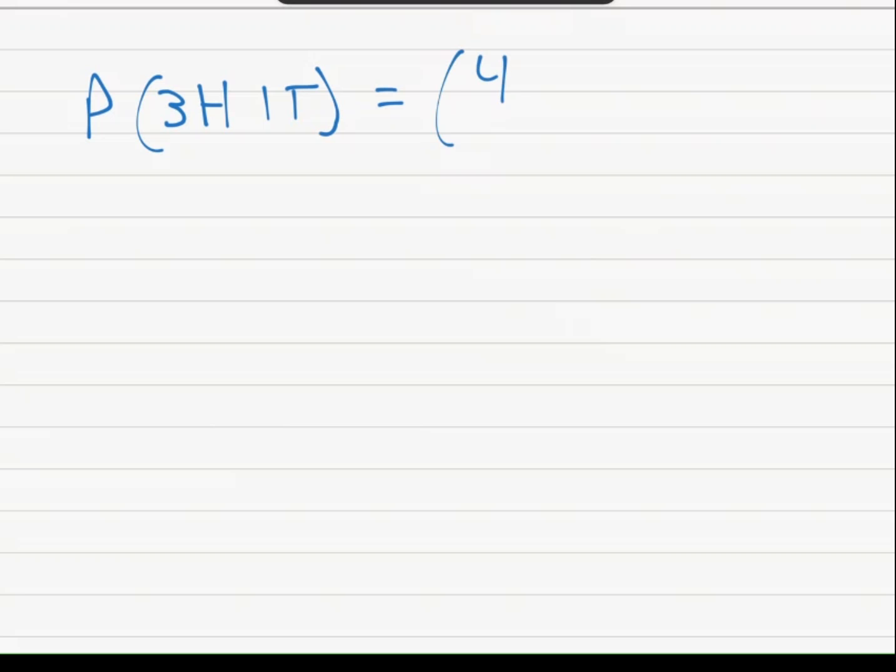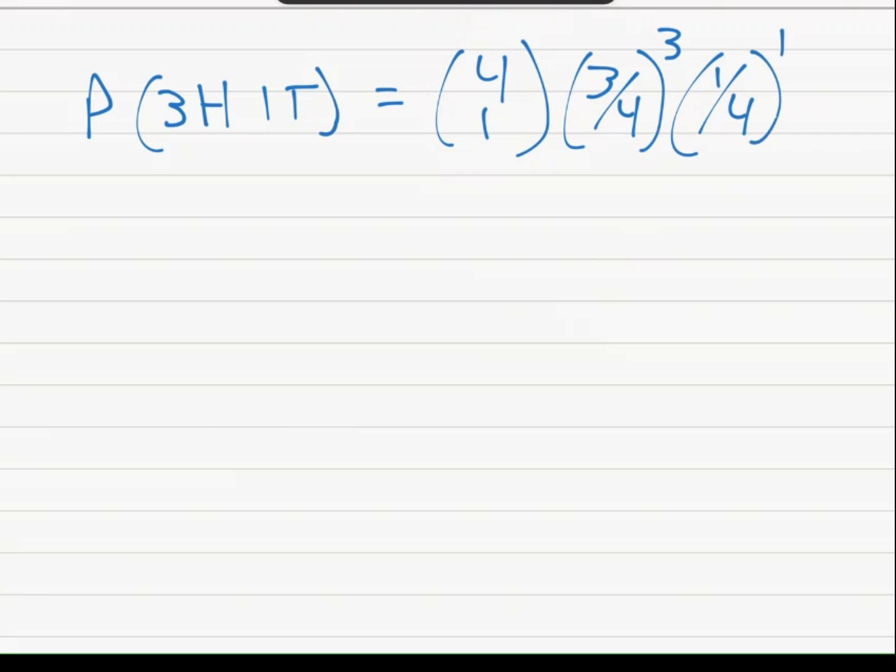So 4 choose 1 ways for it to happen, and when it does happen, it doesn't matter what order, we're going to have 3 of the 3/4, right? So that'll be 3/4 cubed, and then we'll have 1/4 in there one time. We don't normally put that exponent, but I will just for clarity because they relate to these other values, right? So the 3 heads, you can see this is the power of success.